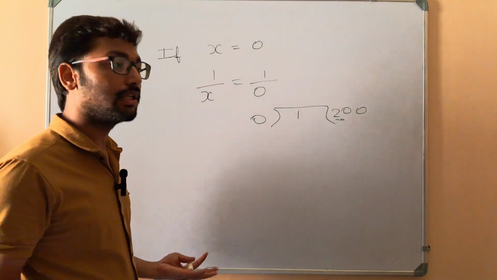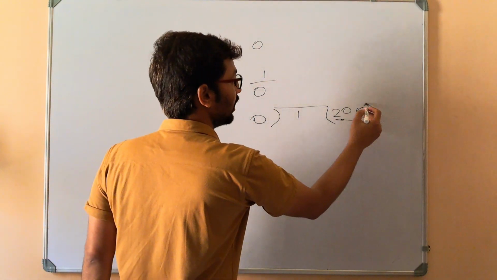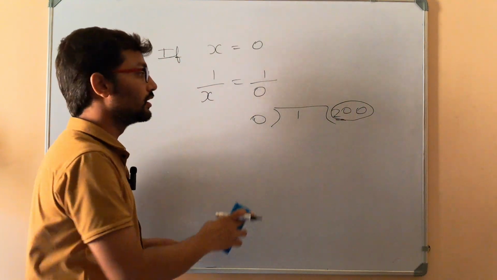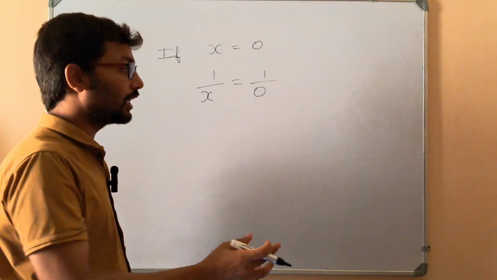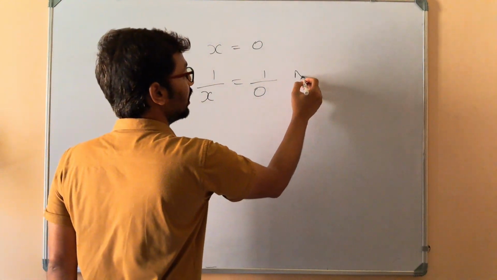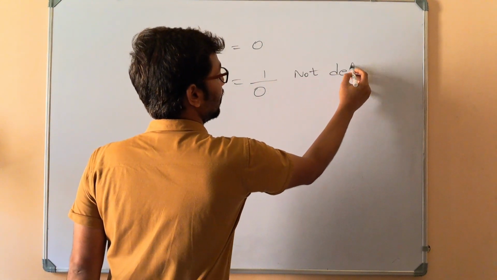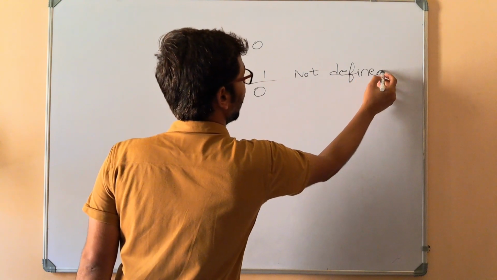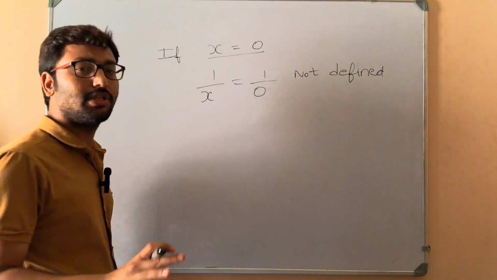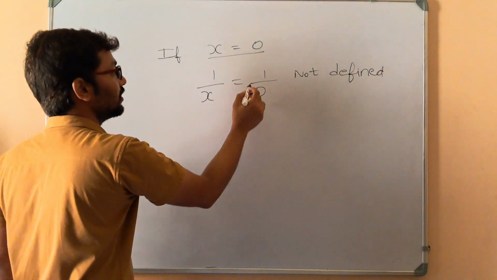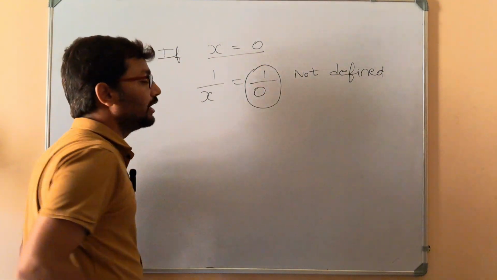So we don't know what it is. There is no unique number here, no unique answer. That's why this is not defined. When x is exactly 0, 1 by x, that is 1 by 0, is not defined.